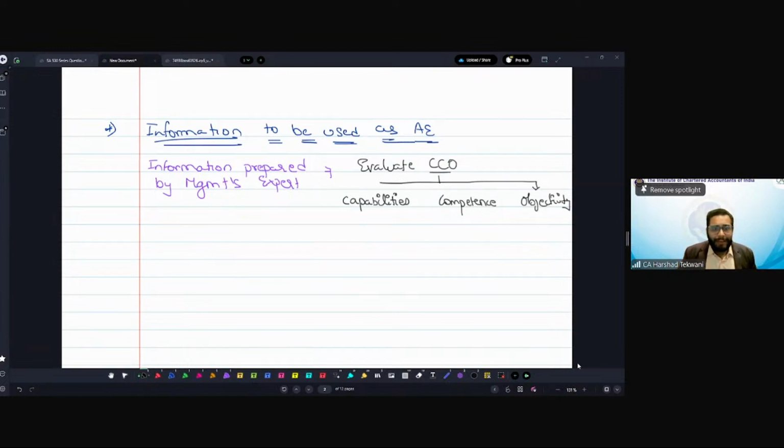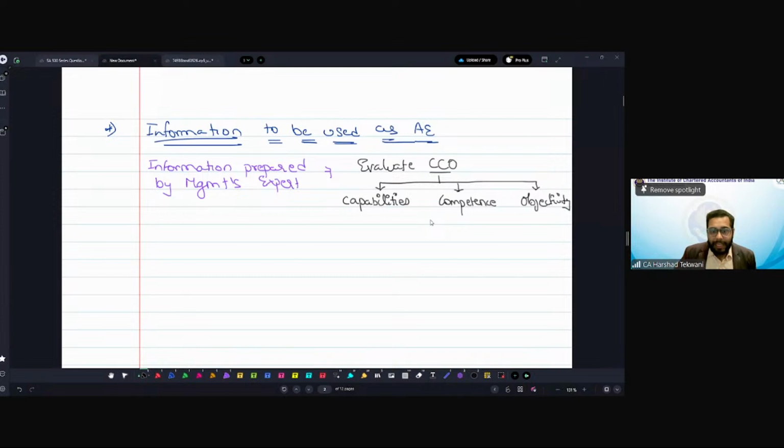But why objectivity? Can anyone tell me why we are checking objectivity? The nature and extent of the relationship between management and the expert might affect the objectivity of the evidence. Bias can be there in the conclusions achieved by the expert, so it will affect the audit evidence also. Yes, absolutely. So objectivity will help me understand management bias.